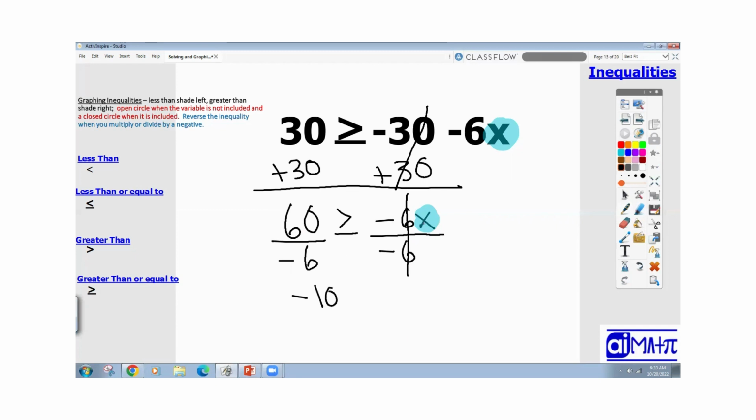I look at this symbol, and it started off as a greater than or equal to sign, so I must reverse it. Because this was a negative 6, I'll leave the x here. But I'm reading from the perspective of the x, so I'm going to call this x. It's greater than or equal to negative 10.